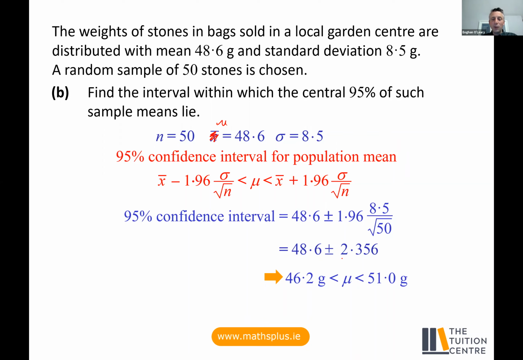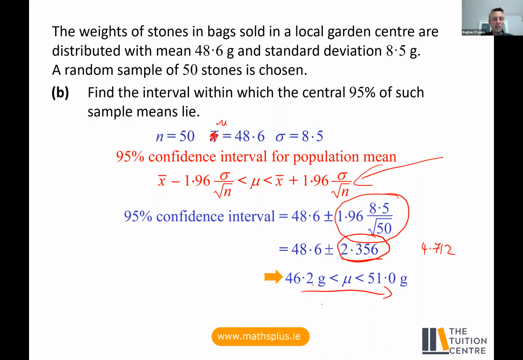Now, the width of this interval is twice this number here. Okay. So the sigma over root n is the standard error of the mean. I'm multiplying by 1.96 because that corresponds with the 95% confidence interval. If I multiply this by 2, I would get 4.712, isn't that right? 4.712. That would be the width of this interval.